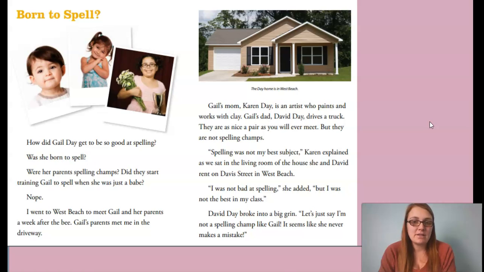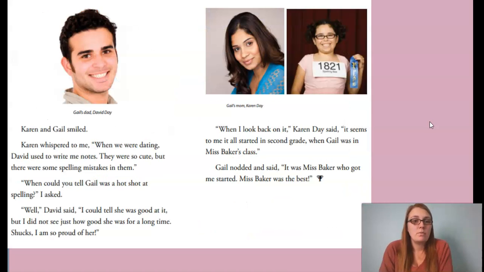"Spelling was not my best subject," Karen explained as we sat in the living room of the house she and David rent on Davis Street in West Beach. "I was not bad at spelling," she added, "but I was not the best in my class." David Day broke into a big grin. "Let's just say I'm not a spelling champ like Gail. It seems like she never makes a mistake." To the tops, Gail's dad, David Day. Karen and Gail smiled. Karen whispered to me, "When we were dating, David used to write me notes. They were so cute, but there were some spelling mistakes in them."